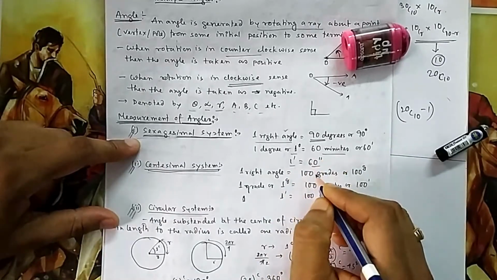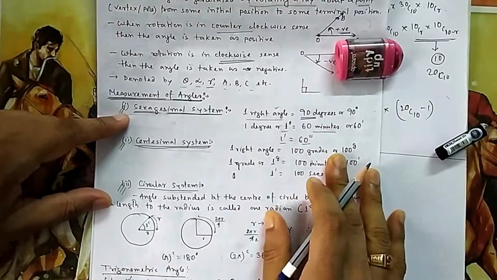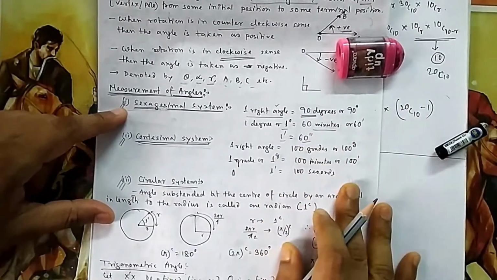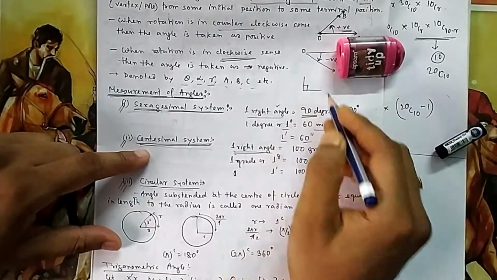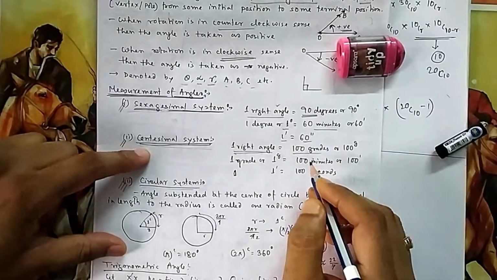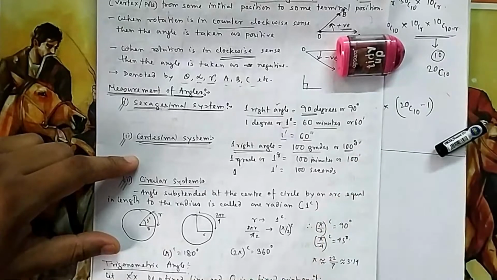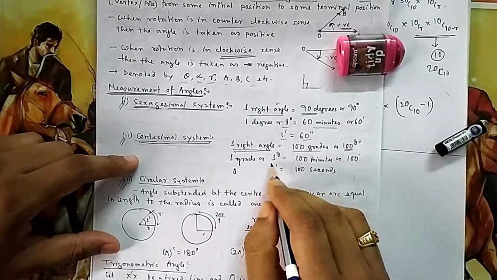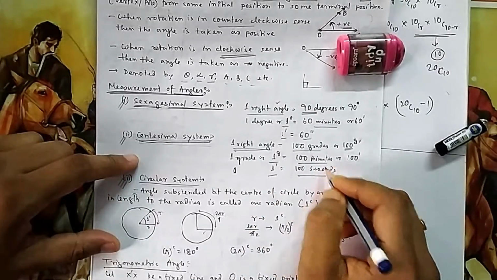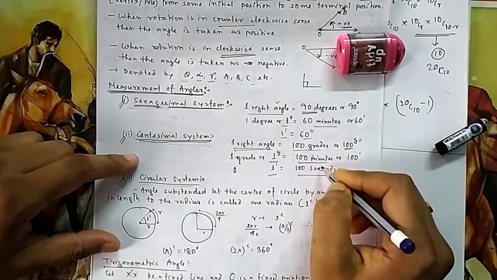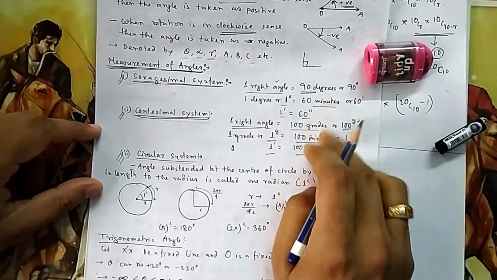The symbol for seconds is the double dash. These minutes and seconds are different from the minutes and seconds of time in an hour. In the centesimal system, similarly, one right angle is written as 100 grade, with the symbol 100 G in superscript. Again, 1 grade equals 100 minutes and 1 minute equals 100 seconds. These minutes and seconds are different from the earlier ones because these are 2 different systems, so don't get confused, they are not the same.